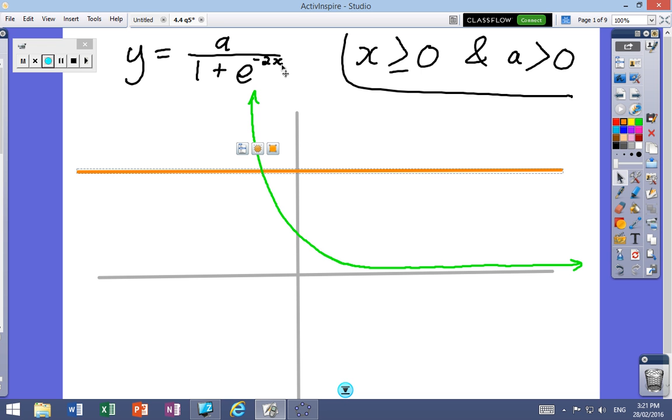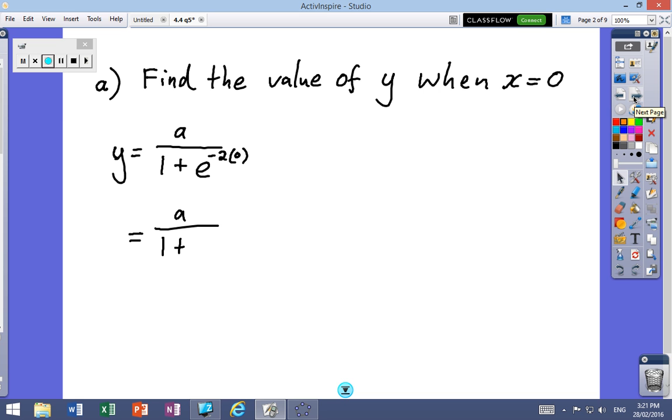Our first question is find the value of y when x equals 0. This is fairly mechanical. We just chuck 0 in for x, and we get a on 1 plus e to the minus 0, or 1 plus e to the 0, which of course is 1. We get a on 2. That's fairly straightforward.